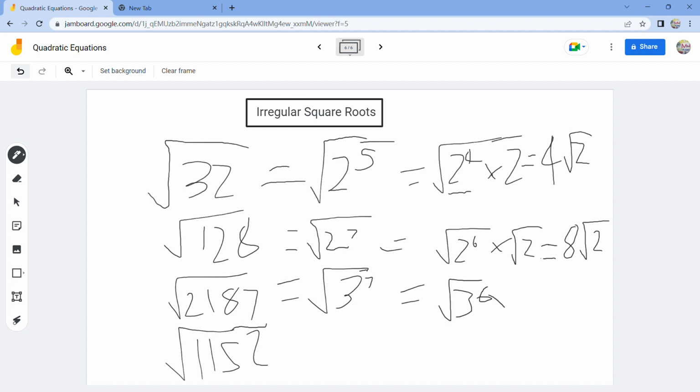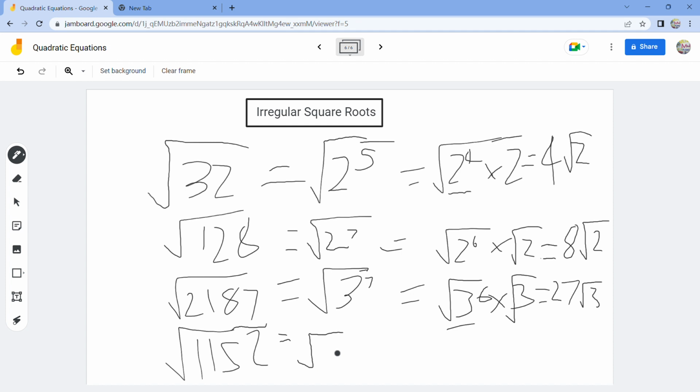Now if you're not sure what 2187 is, it's actually 3 to the power of 7. If you do prime factorization, you'll see this result. So now, what we can obviously see, it's the square root of 3 to the power of 6, times the square root of 3, which is equal to, this is 729, guys. The square root of that is 27. So 27, and then the square root of 3.